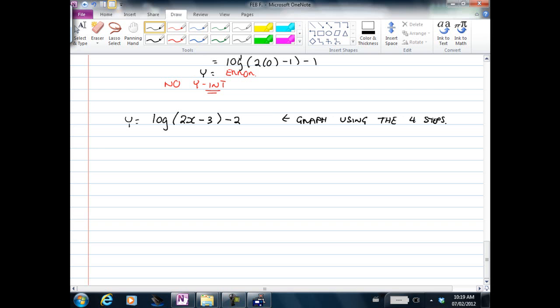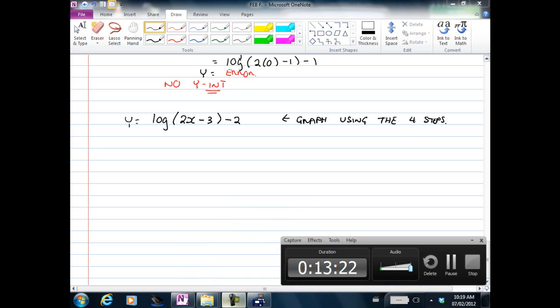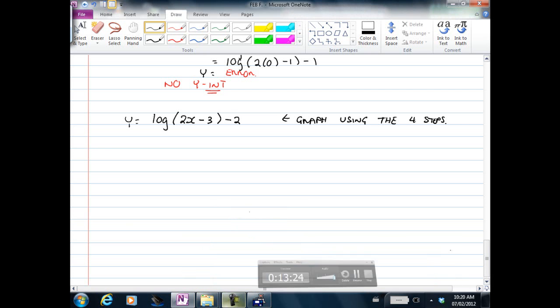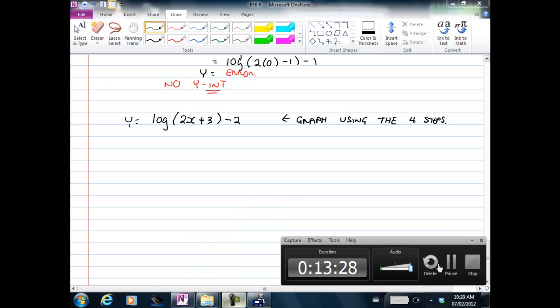This is why I said log graphing is probably the easiest thing there is for you. I'm going to pause it. Give you about 4 or 5 minutes. Sorry, I'm going to change the minus 3 to plus 3. There's a reason why I want to do that.